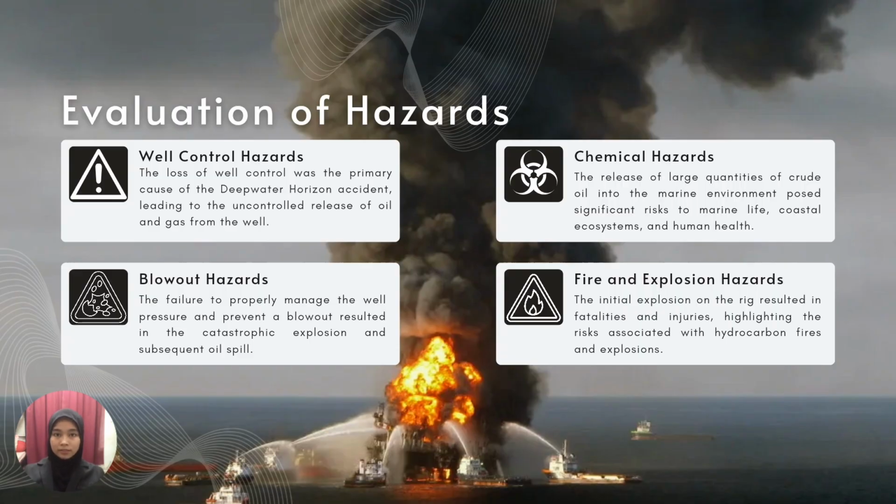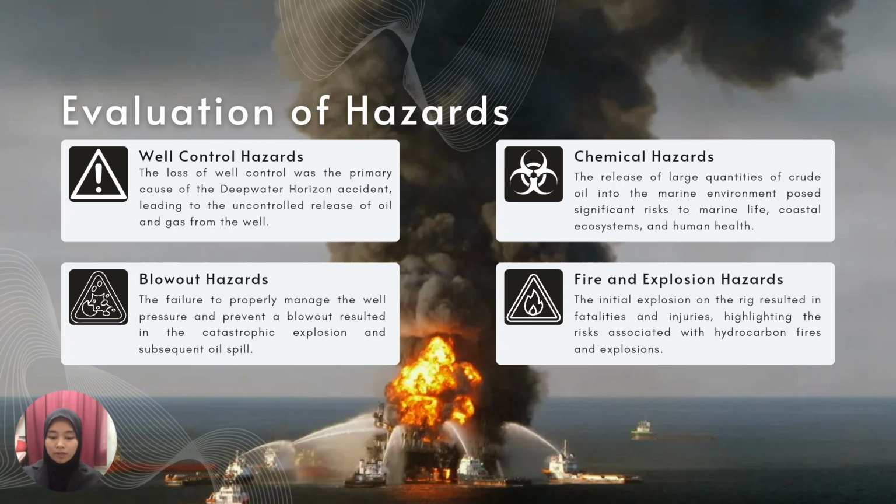Evaluation of hazards. The accident highlighted several critical hazards, including well control hazards, blowout hazards, chemical hazards, and fire and explosion hazards. For well control hazards, the loss of well control was the primary cause of the Deepwater Horizon accident, leading to the uncontrolled release of oil and gas from the well.